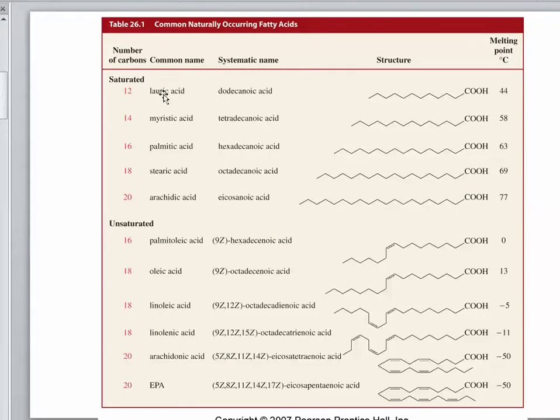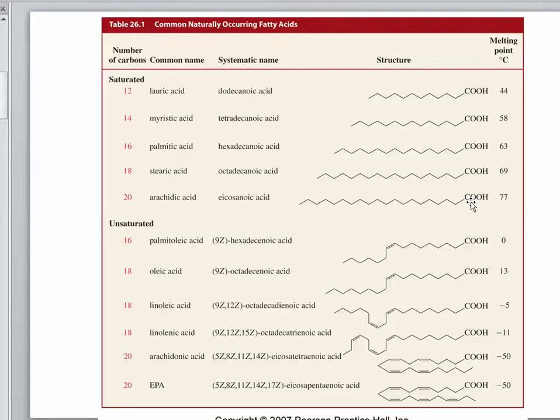So we see lauric acid, myristic acid, palmitic acid, stearic acid, and arachidic acid. And all of these acids basically have an even number of carbons: 12, 14, 16, 18, and 20. Now, if we just take it at face value, this structure we should be familiar with because this is a carboxylic acid functional group. So that means that I can use the rules of carboxylic acid nomenclature and name these compounds just as I learned last semester.